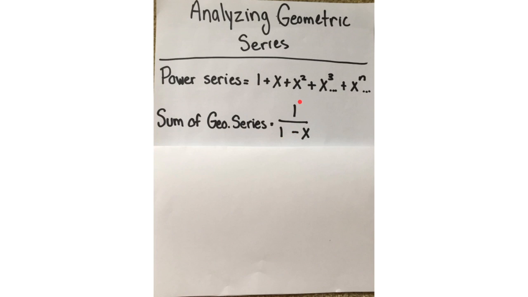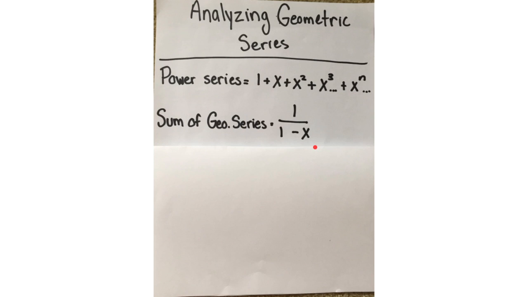This form is a over 1 minus r. A is the first term in the series, or 1, and r is what you multiply by to find the next term. So here we have 1 over 1 minus x, because it is a over 1 minus r.